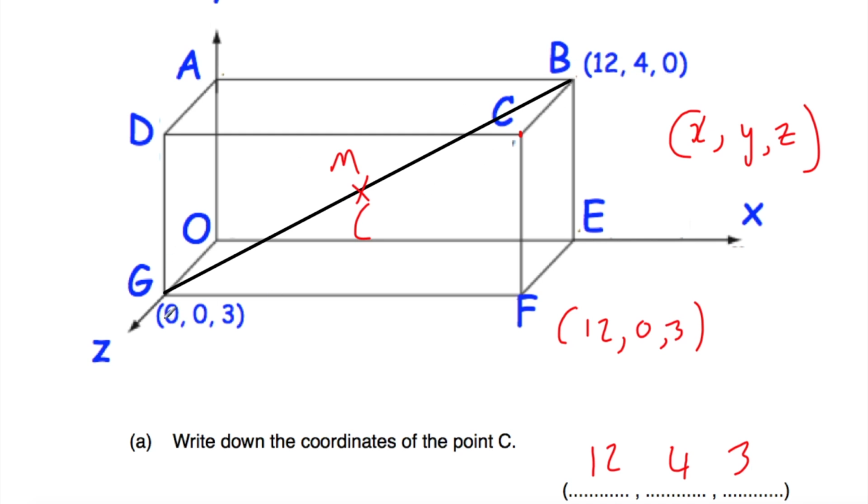So 12 plus 0 is equal to 12, divided by 2 would be 6. Then 0 plus 4 is equal to 4, divided by 2 would be 2. And then 3 plus 0 is 3, divided by 2 would be 1.5. So the coordinates of the midpoint of BG would be 6, 2, 1.5.